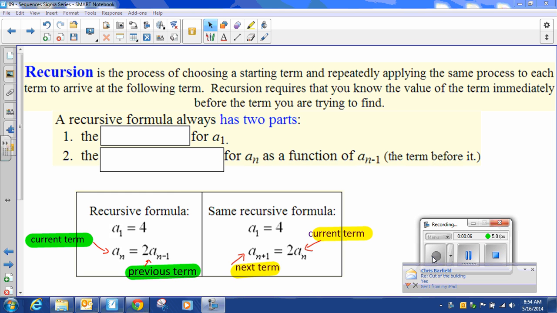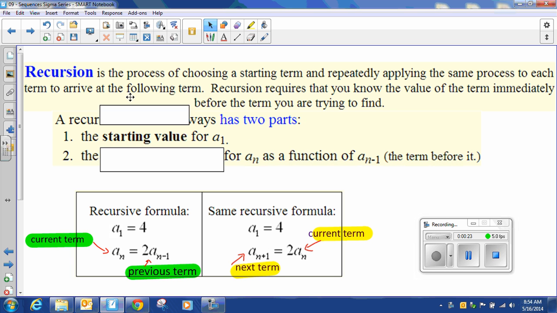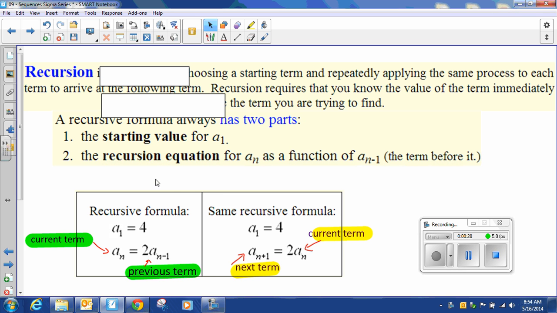Recursion is the process of choosing a starting term and repeatedly applying the same process to each term to arrive at the following term. Recursion requires that you know the value of the term immediately before the term you're trying to find. So a recursive formula always has two parts: the starting value for a sub 1, and the recursion equation for a sub n as a function of a sub n minus 1, the term before it.